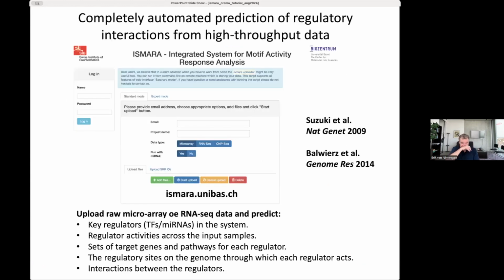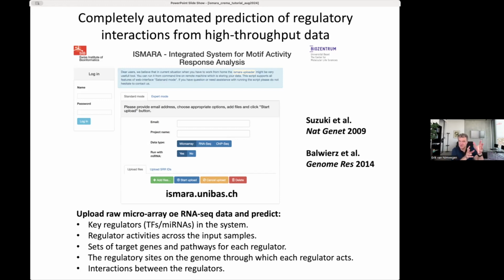All right. So what is our ISMARA tool doing? This website allows people to upload microarray or RNA-seq gene expression data across a set of samples. And you simply upload it to the server and say go. Then basically what the tool will do is it will infer for you what are the key regulators, both transcription factors and microRNAs, that are responsible for the expression changes in your system, that are driving the expression changes across your samples. What are the activities of these regulators across the samples?